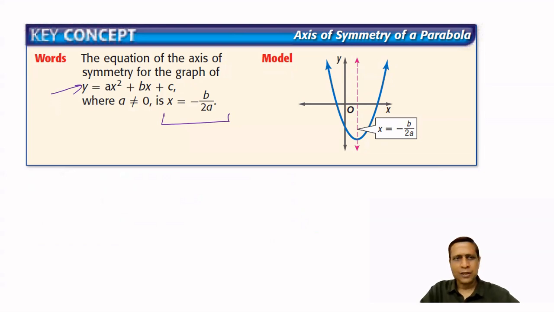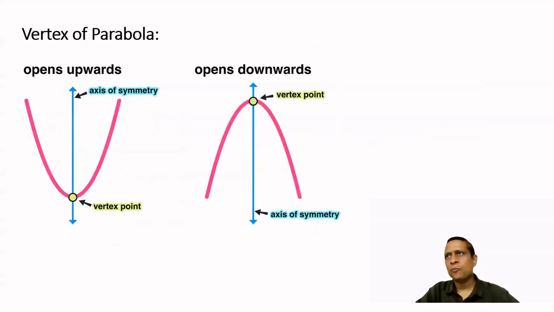Right? Now, vertex of parabola. So axis of symmetry intersects the parabola at a point, and that point is known as vertex.